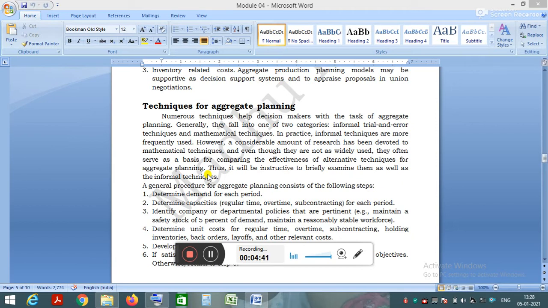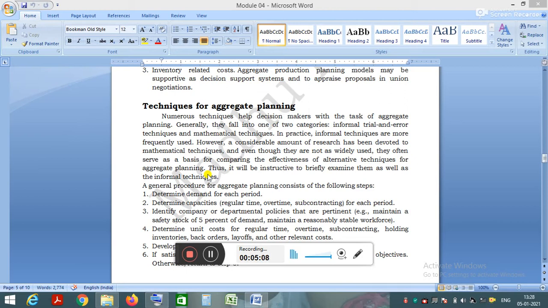Then what is the general procedure which is followed in aggregate planning? The first step is to determine the demand. What should be the demand for the next period? It may be for the next 18 months, 2 months, or 6 months, whatever it may be. The first step in aggregate planning is to determine the demand for each period.